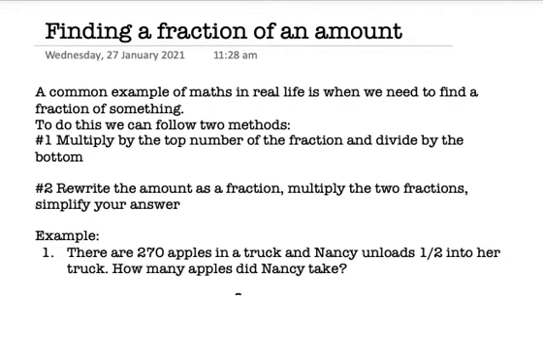So we're going to learn how to find a fraction of an amount. This is a very common thing in maths and numeracy, and maybe you've used it in real life before without noticing. So when we want to find a fraction of an amount, we can use two methods. We can multiply by the top number in the fraction and then divide by the bottom number in the fraction.